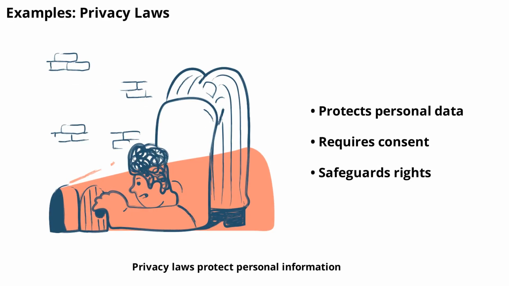Privacy laws protect personal information from misuse by businesses and governments. These rules set limits on data collection and require consent for sharing information. By enforcing privacy laws, governments safeguard individual rights in the digital age.